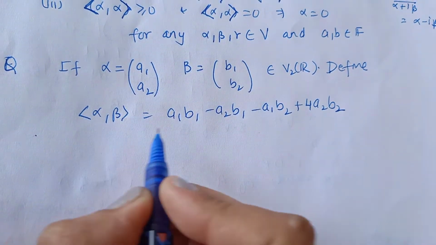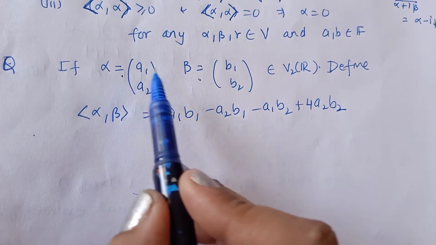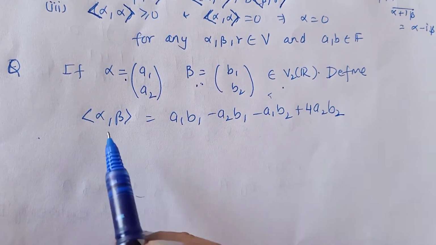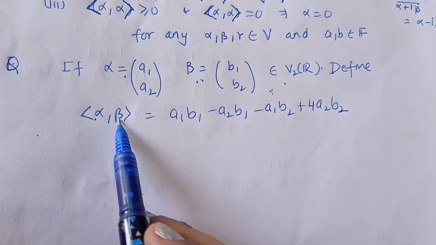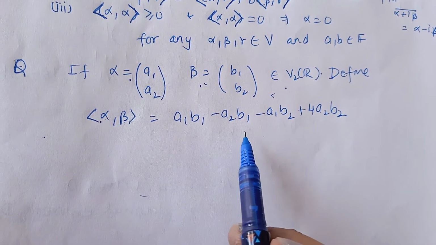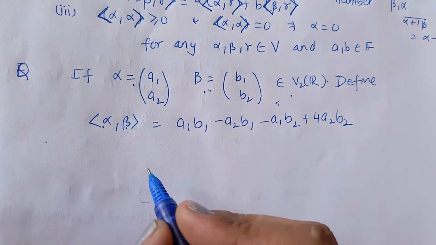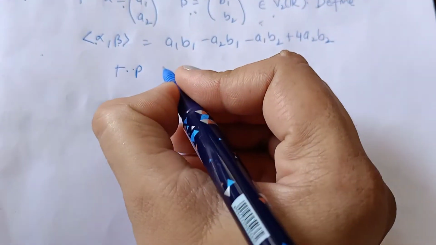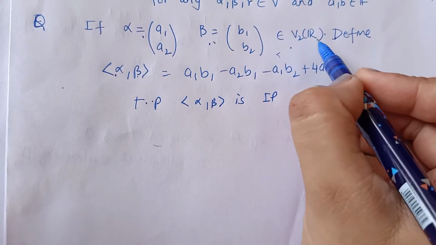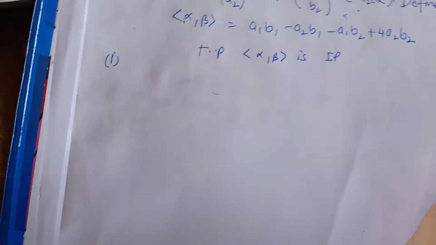I have taken these two vectors, alpha and beta, from two-tuple vectors over R, that is from the space V cross V, and we define the inner product of alpha and beta by this multiplication. We are to prove that this is actually an inner product, that is, that this space is an inner product space. So the first property is conjugate symmetry.